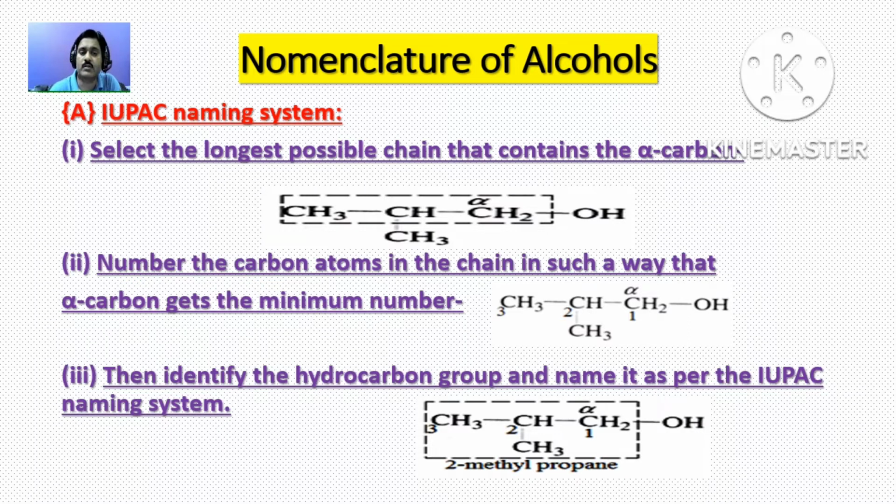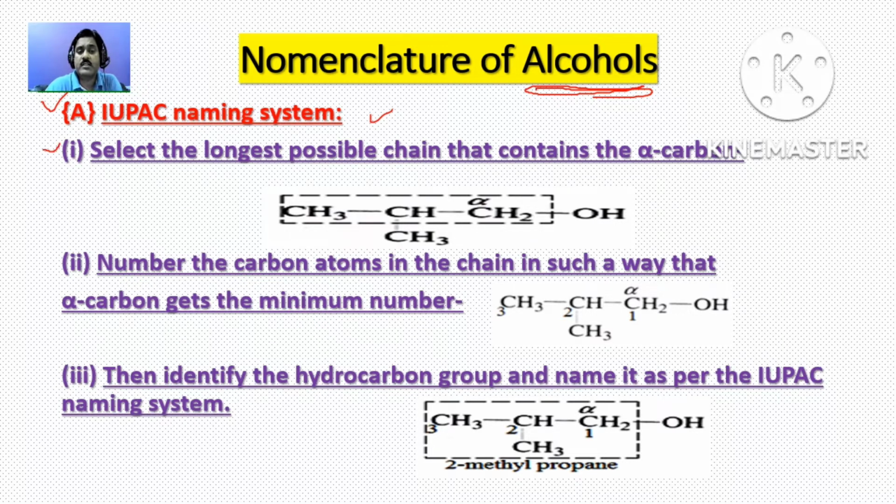Nomenclature of alcohols. There are two methods by which we can give the names of compounds in chemistry. One is the IUPAC naming system and another is the common naming system. The IUPAC naming system is very important. There are some rules by which we can name alcohols according to IUPAC. Let's see what these rules are.